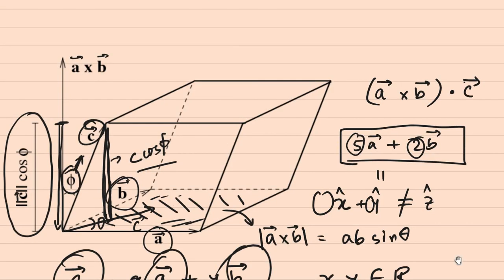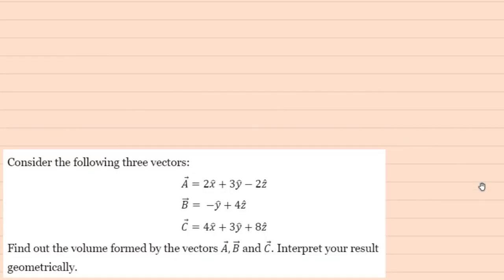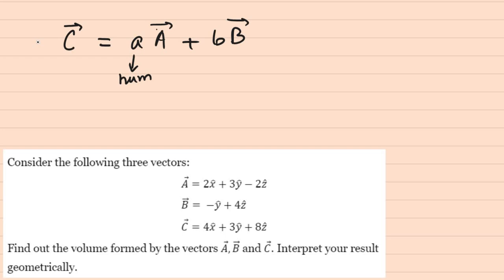So back to our own problem. Because we have found the volume is going to be 0, it's quite clear that C is on the same plane as A and B. As an exercise, so that you can understand this better, if C can be written as a linear combination, some number a times vector A plus b times vector B, then use these expressions in order to find a and b.